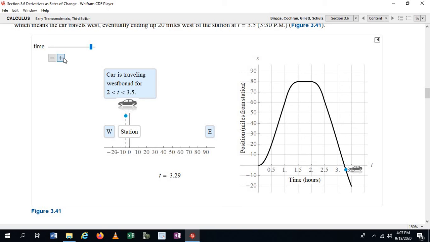And then it begins traveling west, and that's why its position is now negative. So it's -10 and then -20 on the number line because it's heading west of the station.